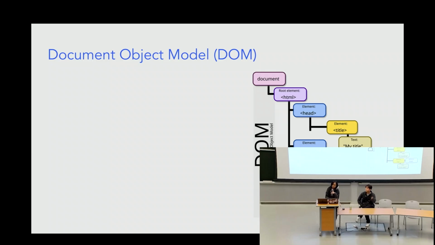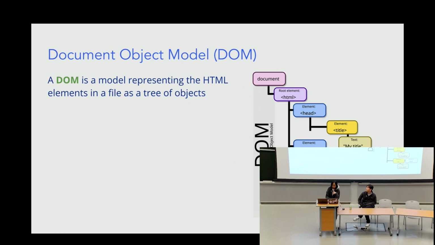We're going to be starting off with the document object model, or the DOM. Now, recall that the DOM is a model representing our HTML elements in a single file instead as a tree of objects. This is important because this allows us to interact with both HTML and JavaScript. So it's important to understand this.